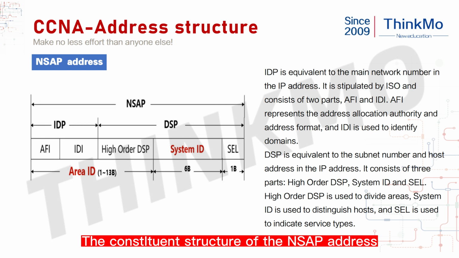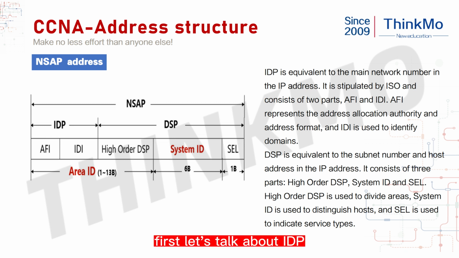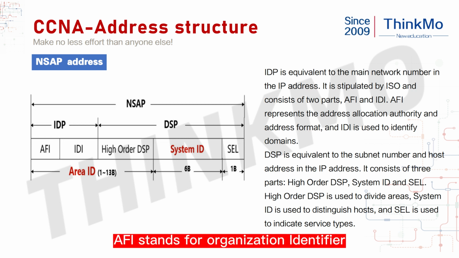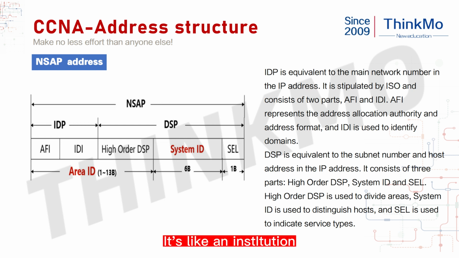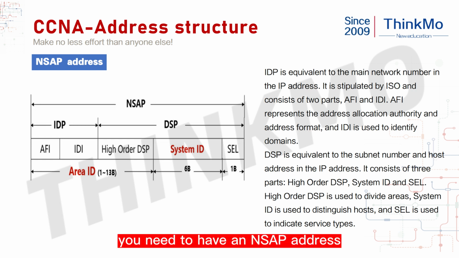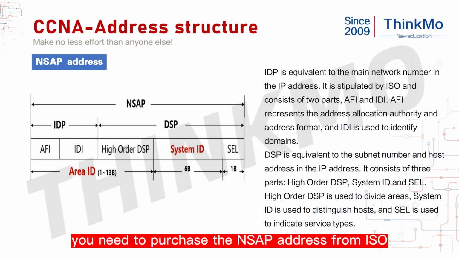The constituent structure of the NSAP address is divided into IDP and DSP. First, let's talk about IDP. IDP is divided into AFI and IDI. AFI stands for Authority and Format Identifier. It's like an institution. To use the ISIS protocol, you need to have an NSAP address. In the early days, you needed to purchase the NSAP address from ISO.